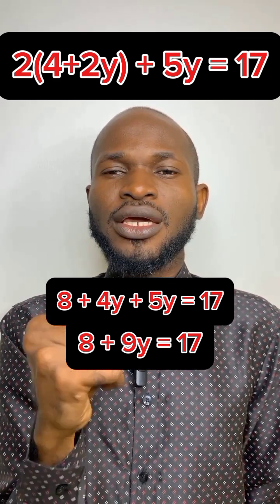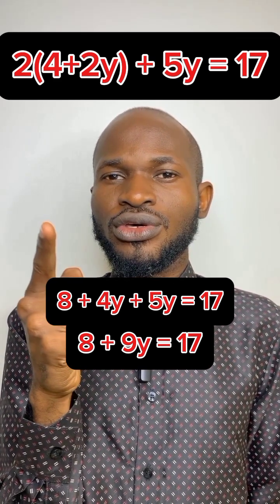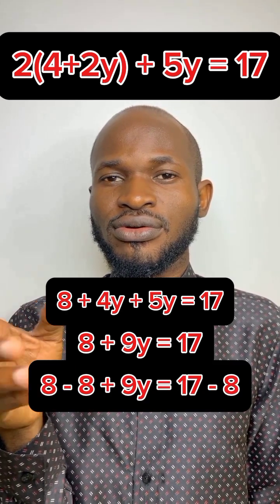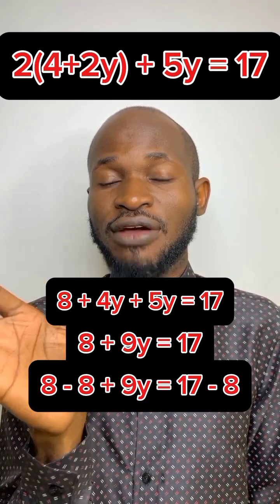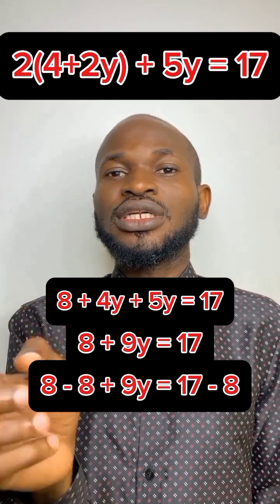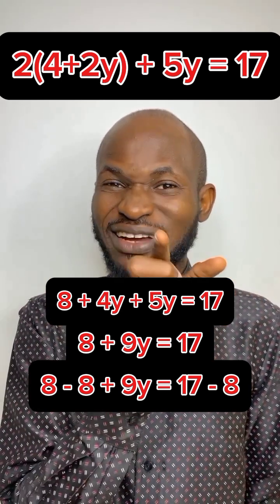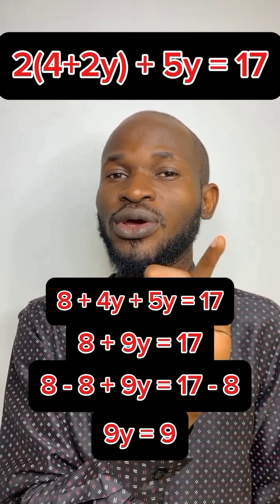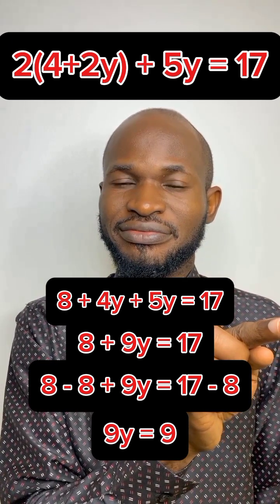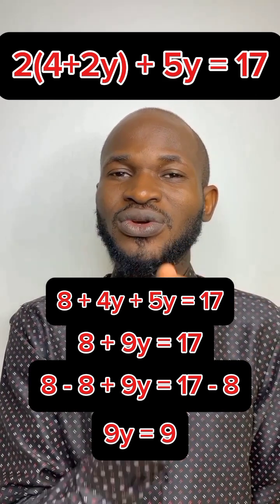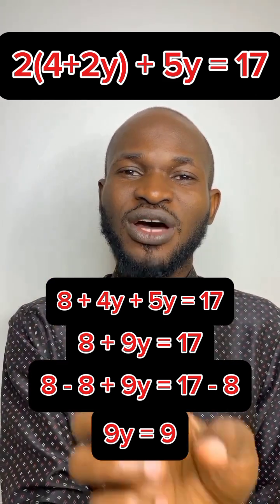Okay. So 8 minus 8 is 0. So it cancels out. And then you're left with what? You're left with 9y on this side of the equation. Now the other side, you have 17 minus 8 because you subtracted 8 from this side. And then you're now going to be left with what? 9. 17 minus 8 will give you 9. So you now have 9y is equal to 9.